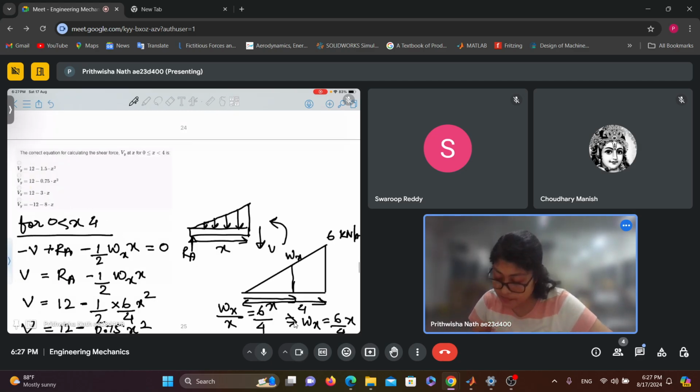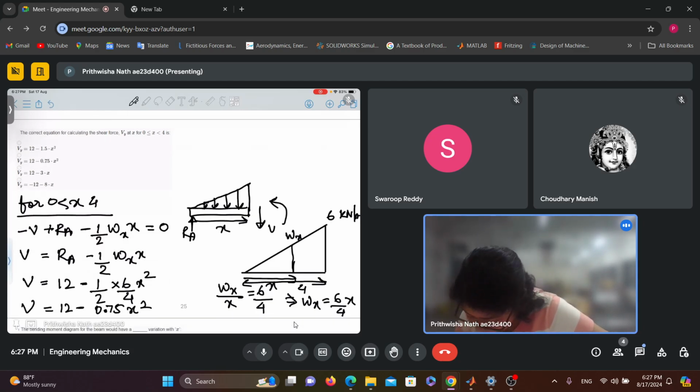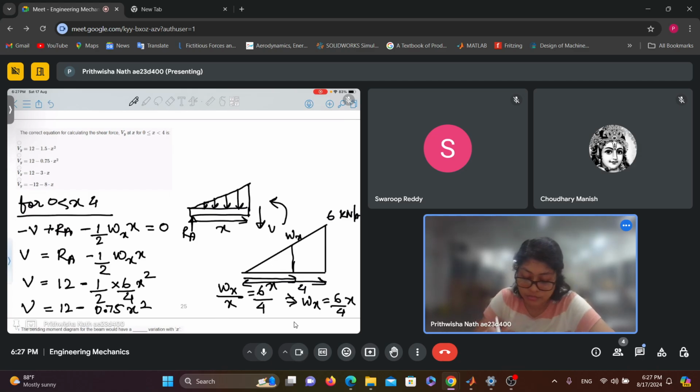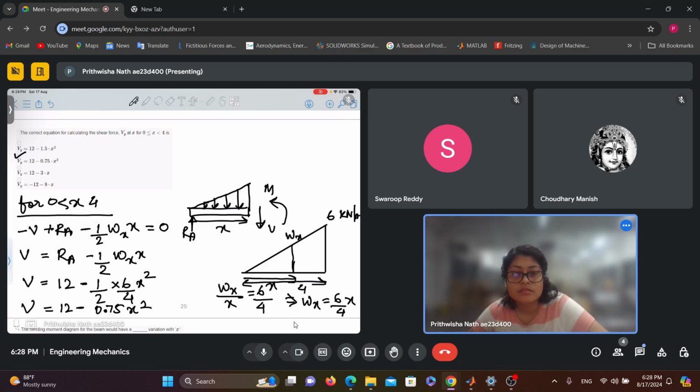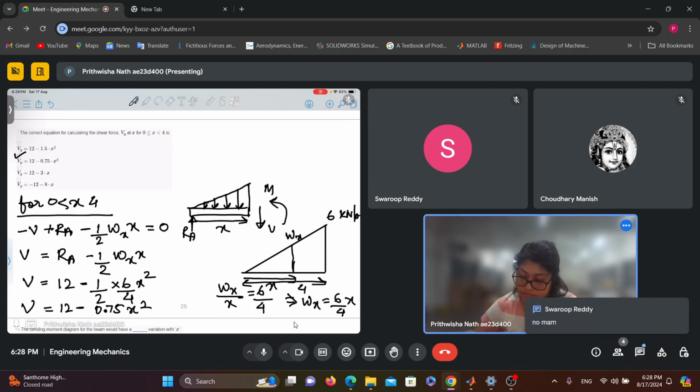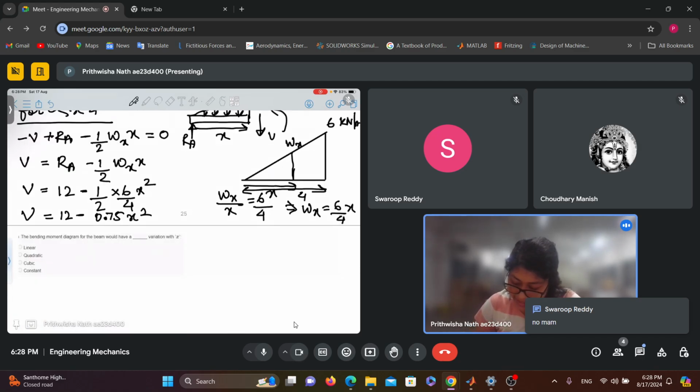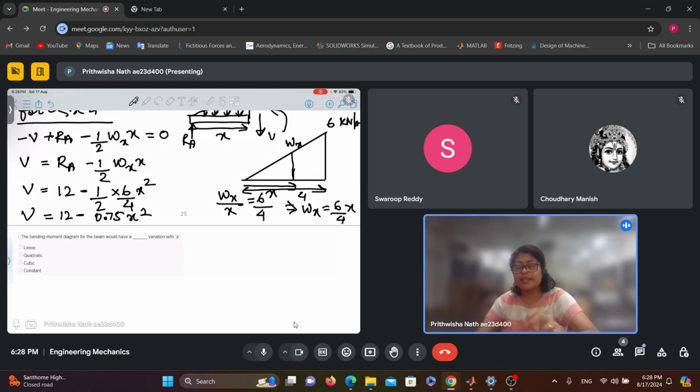So what is the correct equation for V? Which option is correct? Can you tell me which option is correct? Yeah. So is there any doubt in understanding this portion of the problem? Okay. Now the next part, the bending moment diagram for the beam would be which variation with x?